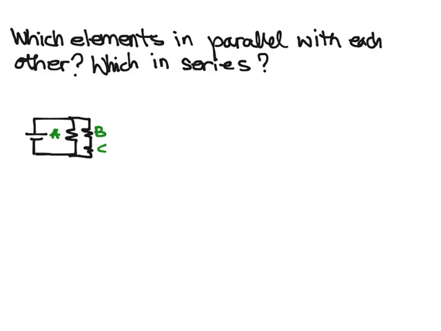Okay, so remember that parallel means they're connected at two ends. And so you can look at this and you see that no two resistors are connected directly at two ends. But A is connected at two ends to B and C together. So what we can say is, if I am an electron and I went through B, I would have to go through C. So B and C are in series, they're one after another.